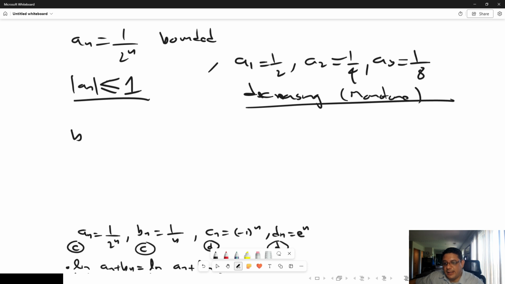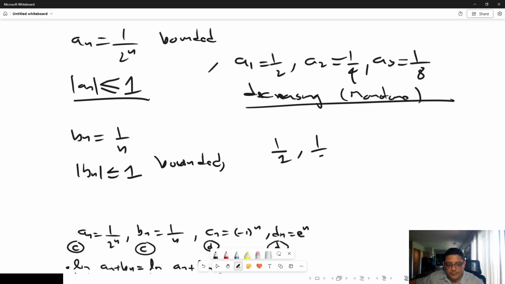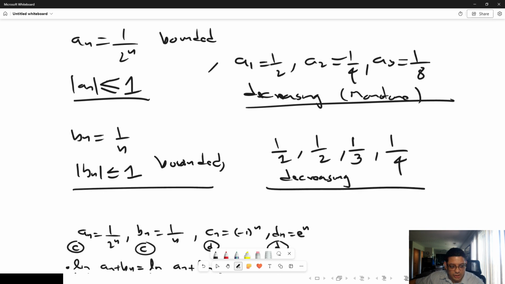Now for b_n, I have a similar situation. b_n is 1 over n, which is also going to be less than 1, and so it is bounded. It's also going to be monotone, because take a look at the terms: 1 over 1, 1 over 2, 1 over 3, 1 over 4. Every time the value is decreasing. So we have decreasing and bounded, then it is convergent. We already knew it was convergent, but we're just double checking with these conditions.